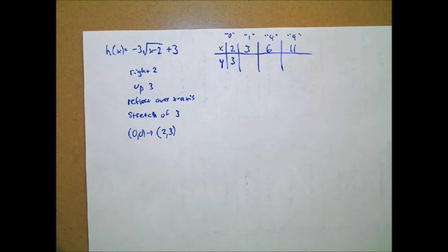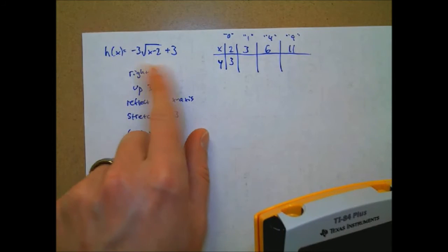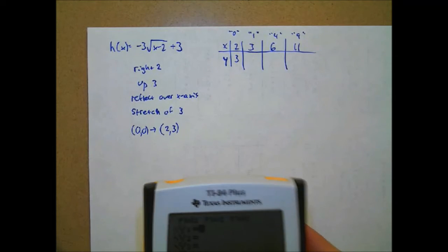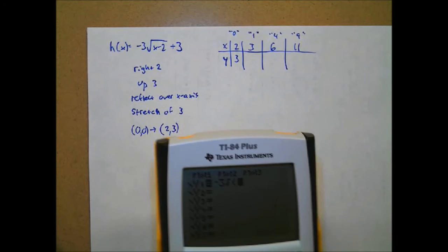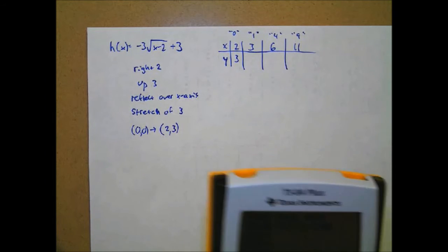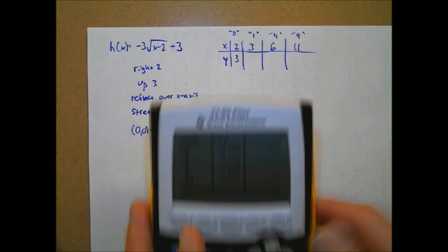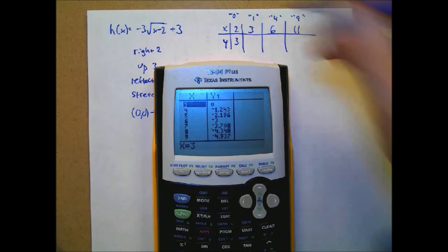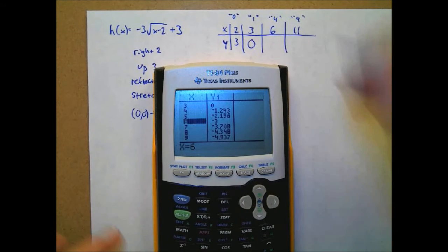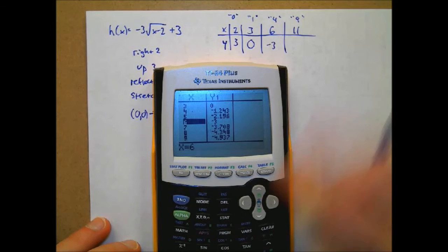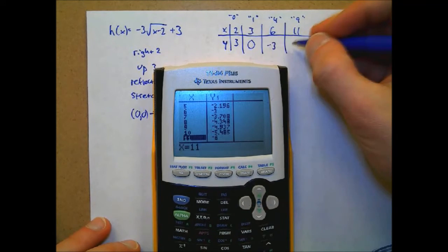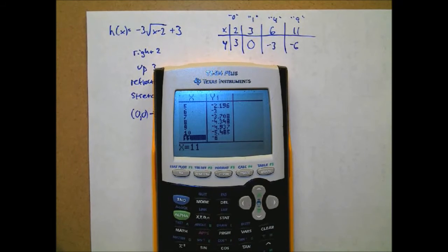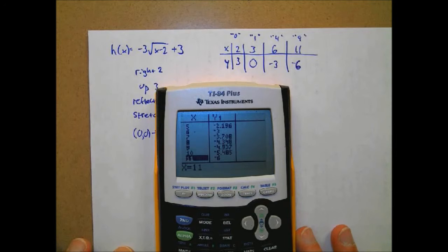Okay. And then you can plug each one of these x values into your function there and get the matching y value, or you can do it in your calculator too. So -3 square root x minus 2 plus 3. Go to the table. So 3 will give me 0. 6 gives me -3. And 11 gives me -6. And then we'll just graph those points.